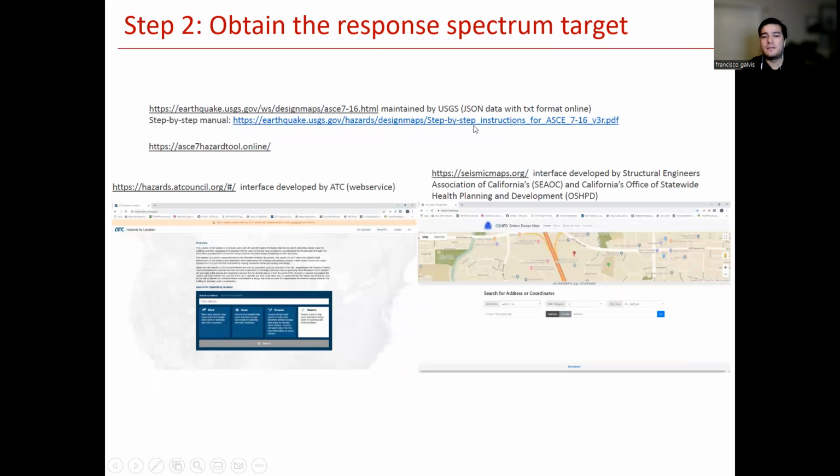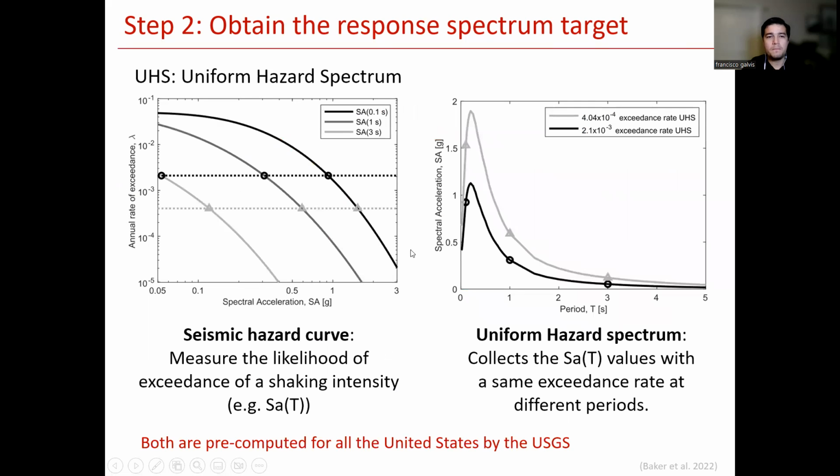Of course, for simplicity, there are web tools like the ones I'm showing here, the ASCE 7 hazard tool, for example, and the seismic maps from SEAOC, that help you put a pin and get the design inputs easily. Now, the concept of the uniform hazard spectrum is really interesting because it follows rigorously all the probabilistic seismic hazard analysis that's brilliantly done by the USGS.